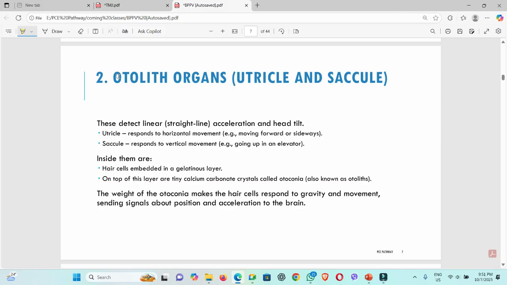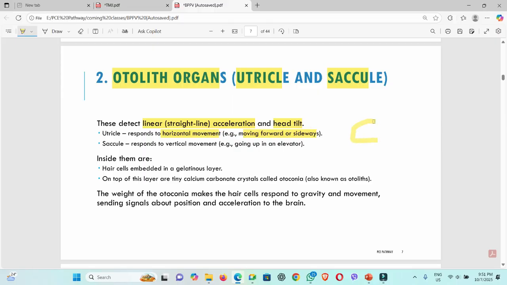Now there is something known as otolith organs, utricle and saccule. These detect linear, straight line acceleration and head tilt. Utricle responds to horizontal movement, for example, moving forward or sideways.